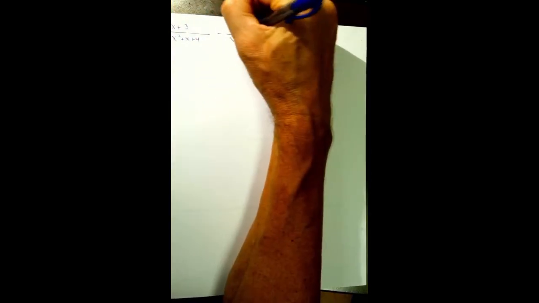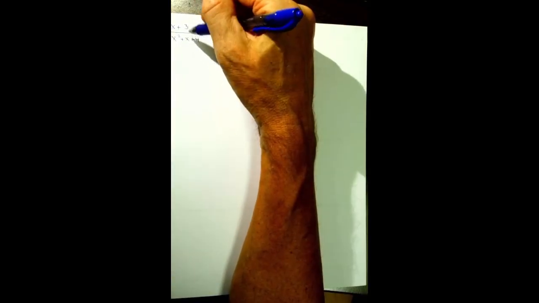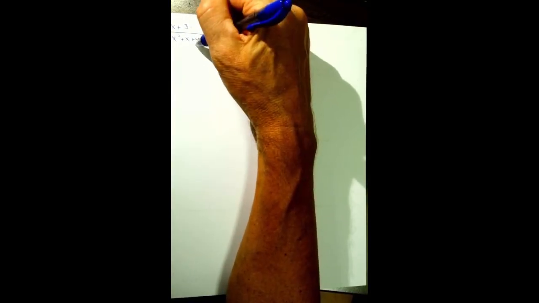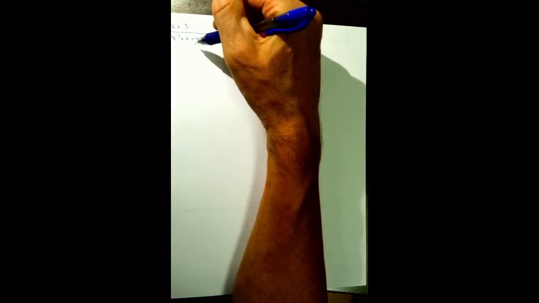Okay, try that again. Suppose I have (x + 3)/(x² + x + 4) minus 1/(x − 2). The key thing here is to recognize the polynomial degree of the top is less than the polynomial degree of the bottom. And also, I cannot factor this denominator without using complex numbers, and I don't want to get into that right now.